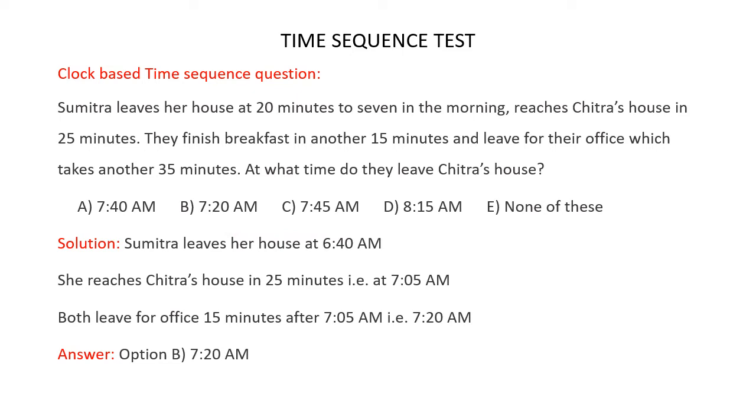Now it's given that Sumitra leaves her house at 20 minutes to 7 in the morning. This means that Sumitra leaves her house at 6:40 a.m. She reaches Chitra's house in 25 minutes. That is, 6:40 a.m. plus 25 minutes is 7:05 a.m. They finish their breakfast in another 15 minutes and leave for their office. So both leave for the office 15 minutes after 7:05 a.m. That is 7:20 a.m.